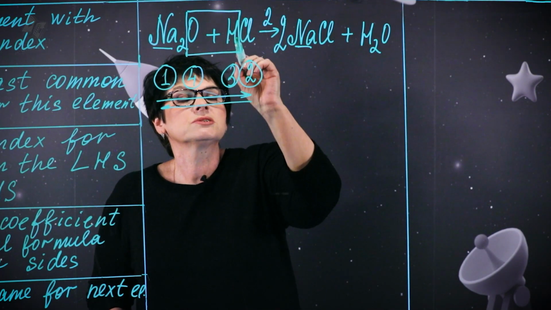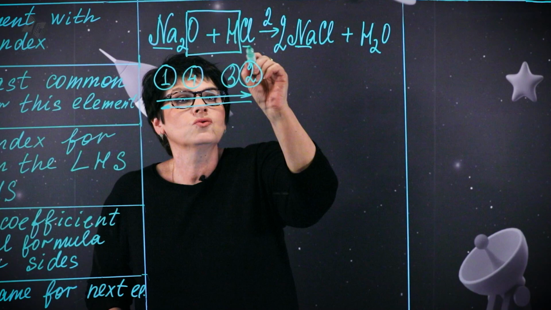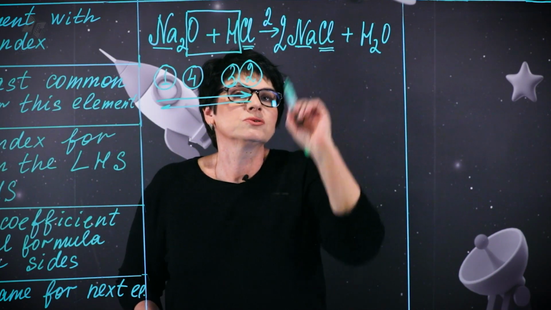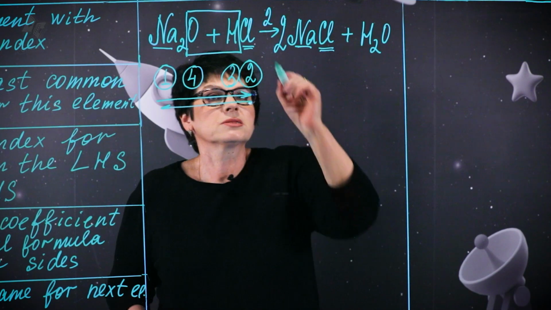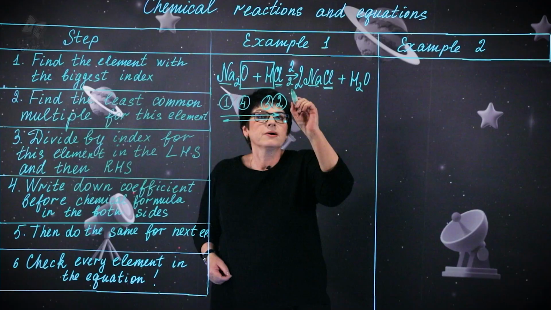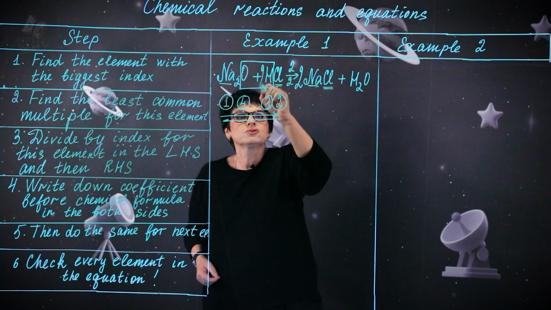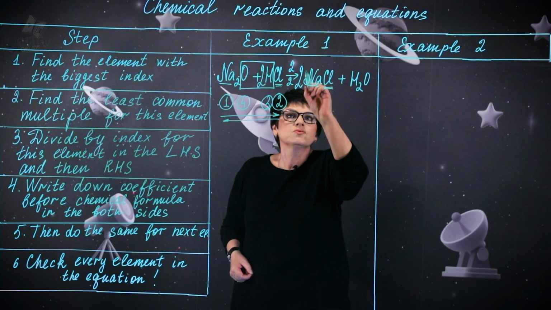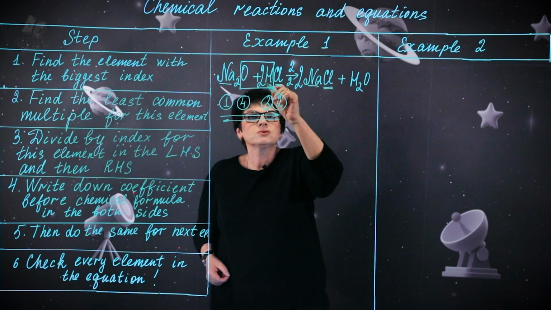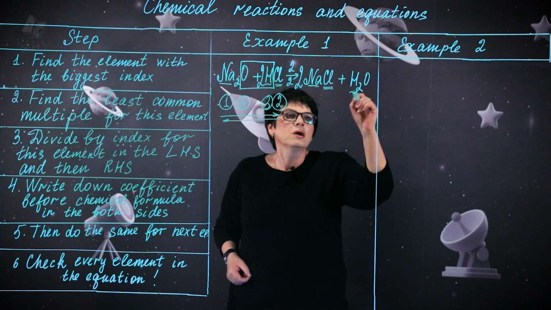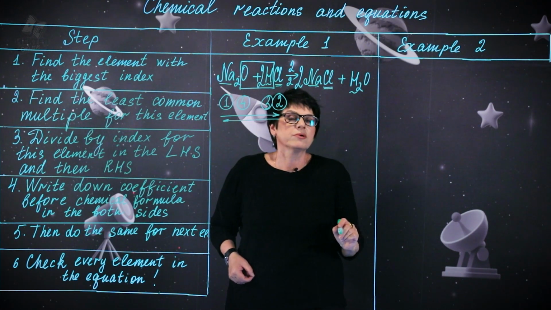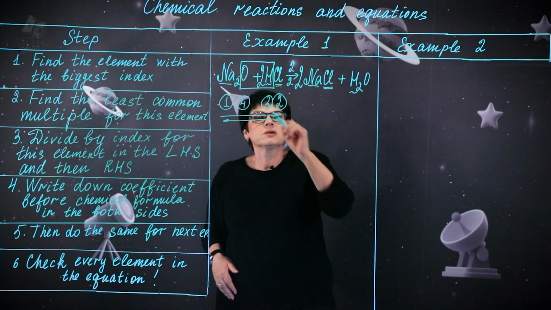Next, we'll be balancing the chlorine element. We've got chlorine on the left, 1, and we've got chlorine on the right. Let's take a look. Now it's already 2. The multiplier for chlorine is 2. 2 divided by 1 equals 2. No changes there. Moving on to hydrogen. We have 2 hydrogens on the left and another 2 hydrogens on the right side of the equation. Hydrogen is on equal terms.